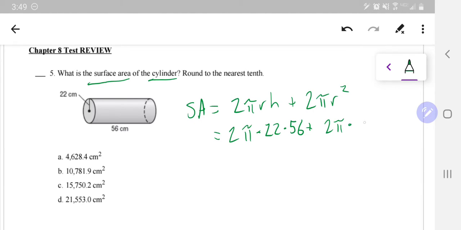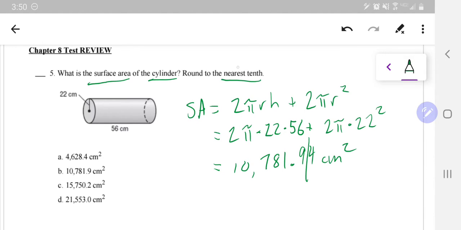And the radius there is 22 squared. And I'll show you, just tell you, you can type all that in straight up into the calculator. It should know order of operations and help you out there. The result comes to 10,781.94 centimeters squared. I should have done it to the tenth because that's what it tells me to round it to, so it would be just to 9/10 there, and that would be B.